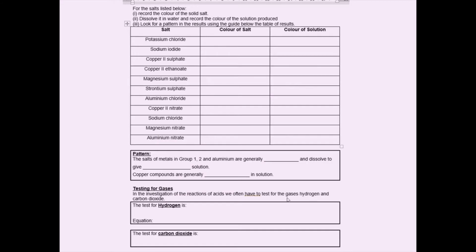So the pattern, every time we've got a salt that's not a copper one, it's a white salt that gives us a colorless solution. Sodium iodide would be the same, white salt, colorless solution. And then we get a copper one. So copper sulfate, it's a blue salt, and then that dissolves to give us a blue solution. We have something called copper ethanoate. If you use ethanoic acid, you get ethanoate. We'll briefly talk about that next year with organic. Blue salt, that gives us a blue solution.